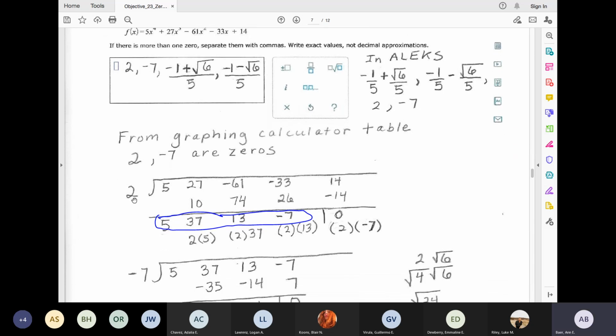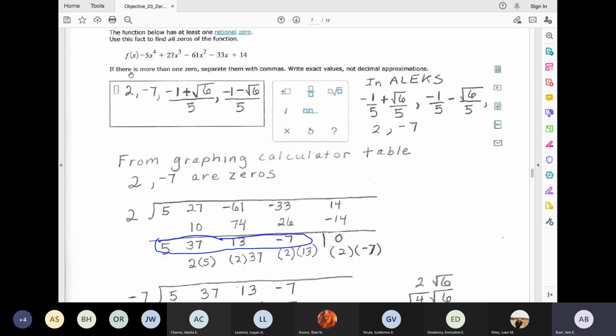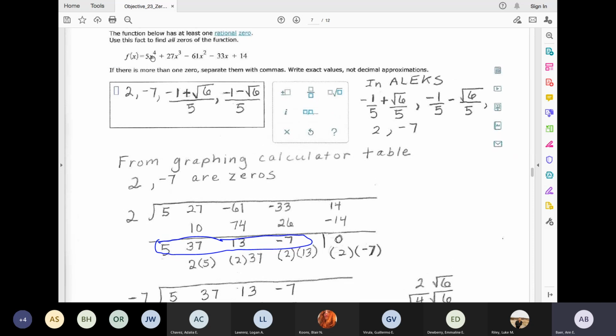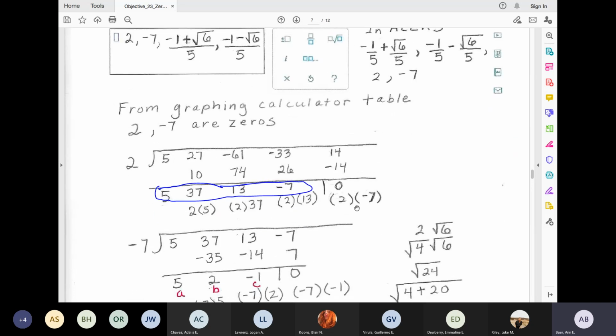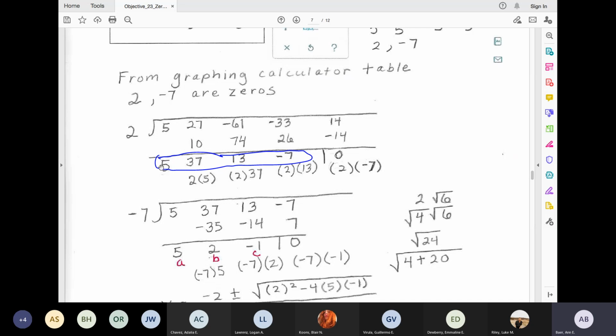So let's put 2 here on the outside. Let's get our numbers across here, our coefficients, 4, 3, 2, 1, constant. So we want 5, 27, -61, and then -33, 14. And we do it the same way. Drop.